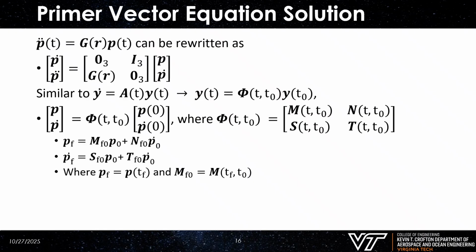And a clarification on subscripts, your P sub F is just your primer vector at the final time. And when there's two subscripts, that refers to the final time as your first input and the initial time as your second input for the matrices.